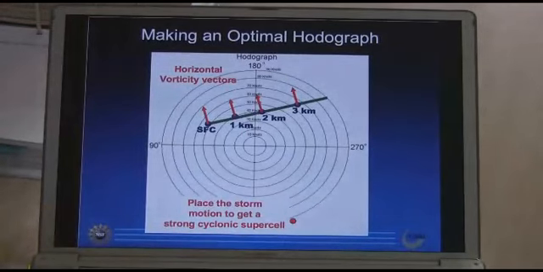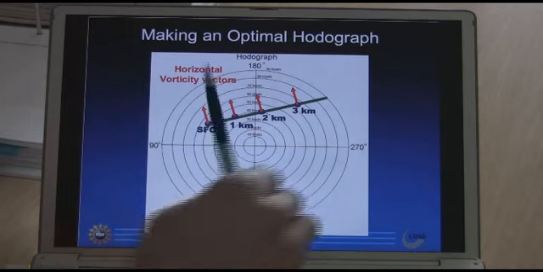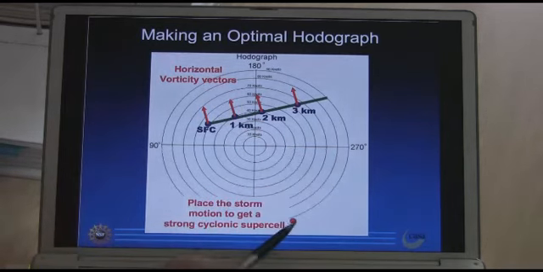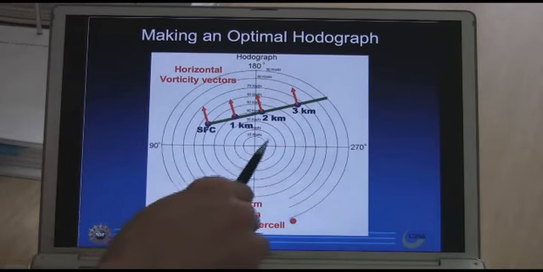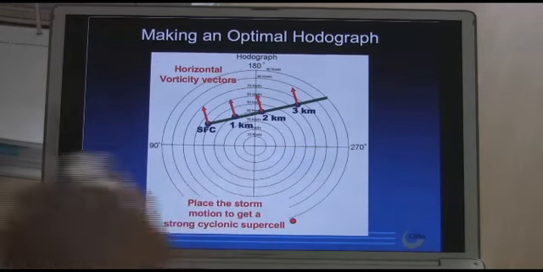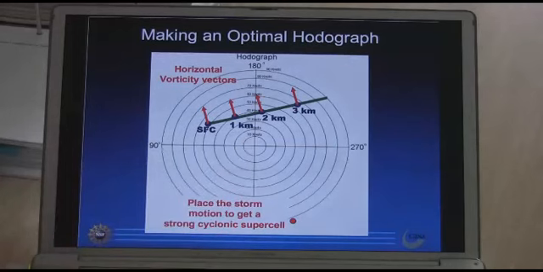Now remember I said we have to have turning of the shear vector through 90 degrees. All right? Why do we not seem to have that here? Well, it's because the storm motion I gave you is unrealistically large. You'd never see it that large. You'd more typically see a storm motion vector up like this. So if that's the case, you might not really get a strongly rotating supercell.